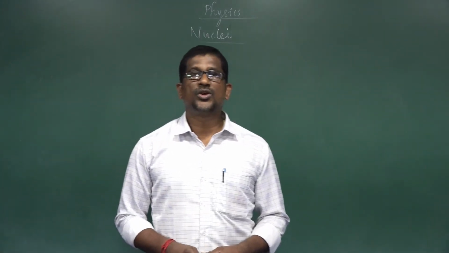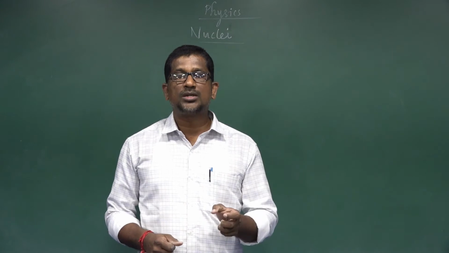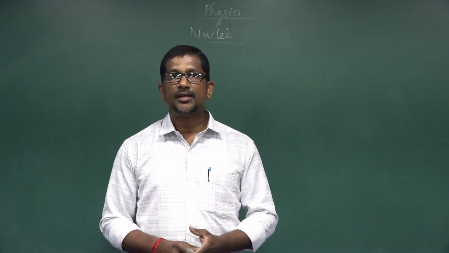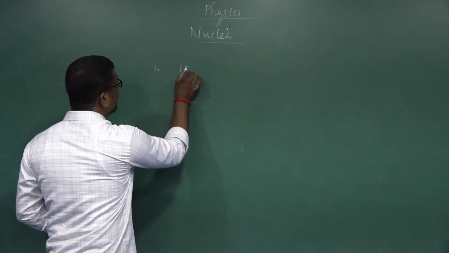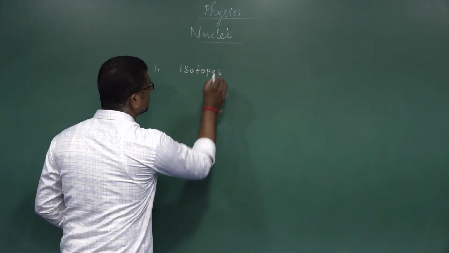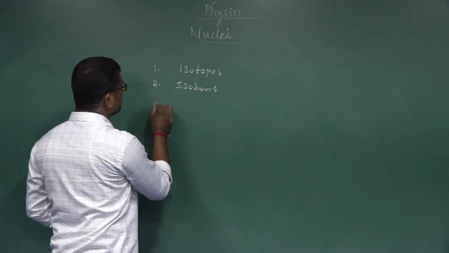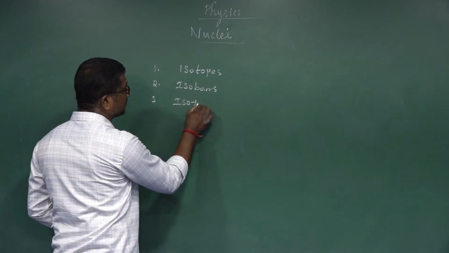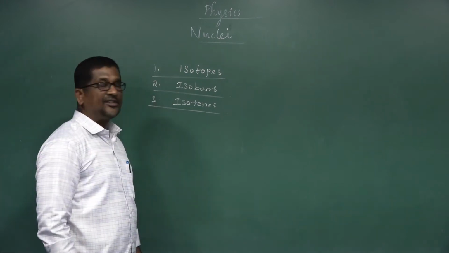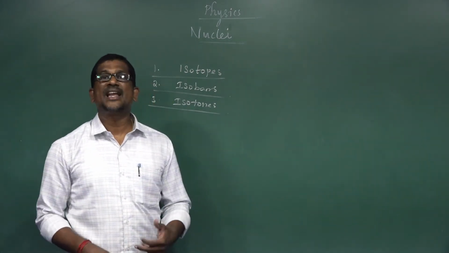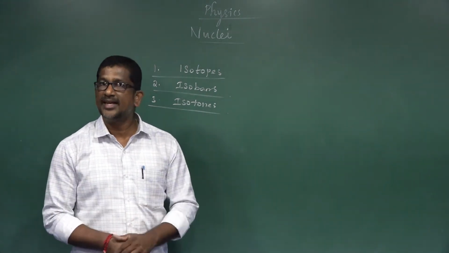Right. Next we go for the classification of nuclei. Based on the total number of protons and neutrons present in them, nuclei are classified into three categories. They are, first one, isotopes, second, isobars, third, isotones. Isotopes, isobars and isotones. These three are the classification of nuclei based on the total number of protons and neutrons present in the nuclei. Right.